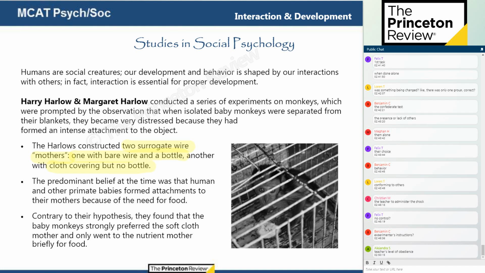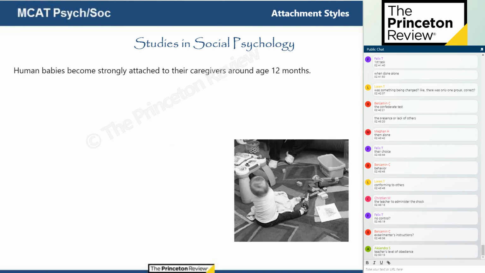The baby monkeys strongly preferred those cloth mamas, and only went to the bottle mamas when they were hungry. Of course, both sets of monkeys were totally messed up. They had no idea what monkey behavior was. But, okay. So this was kind of leading into interest in attachment and attachment theory in human beings.